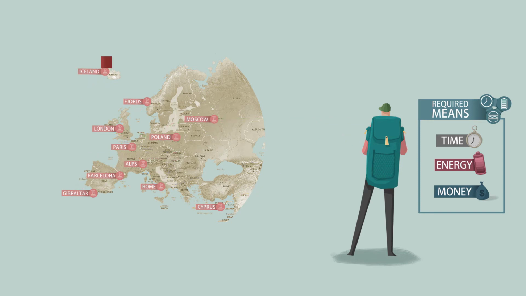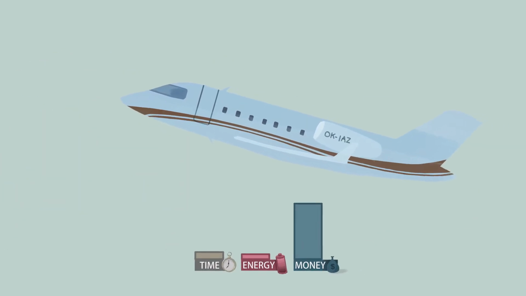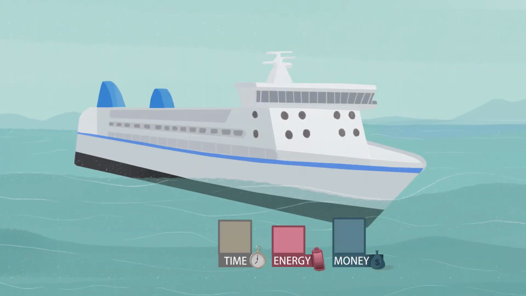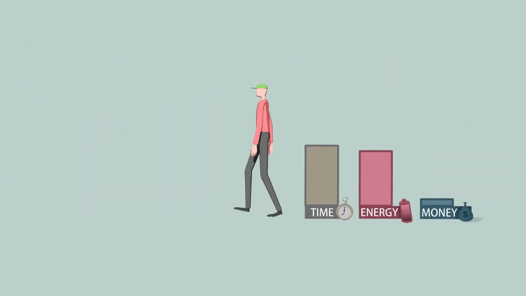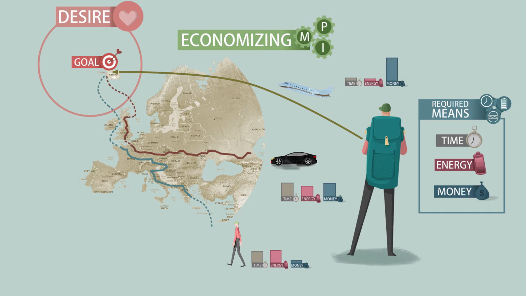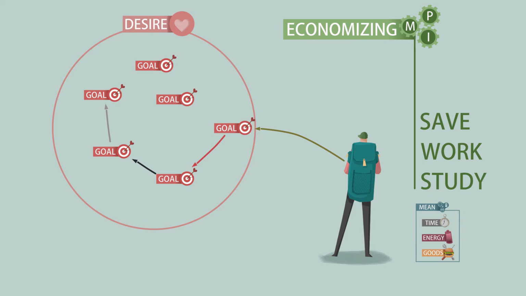For instance, we can get to our dream island by plane in a few hours, by car and ferries in a few days, or by hitchhiking and walking in a few months. The different paths require different means. And one reason to economize is to make sure that we have enough means to reach our destination. But of course, life is not about reaching a single goal. As we live, new goals and choices appear all the time. This is why we save, work, and study, to have enough resources when we face new goals and choices.